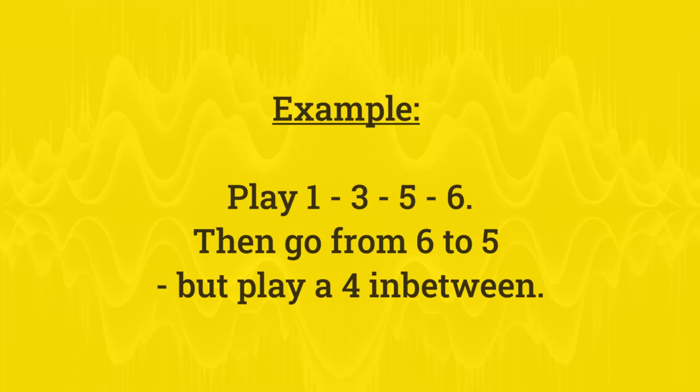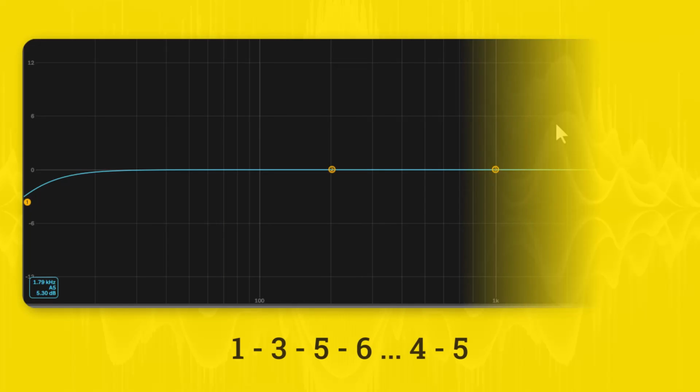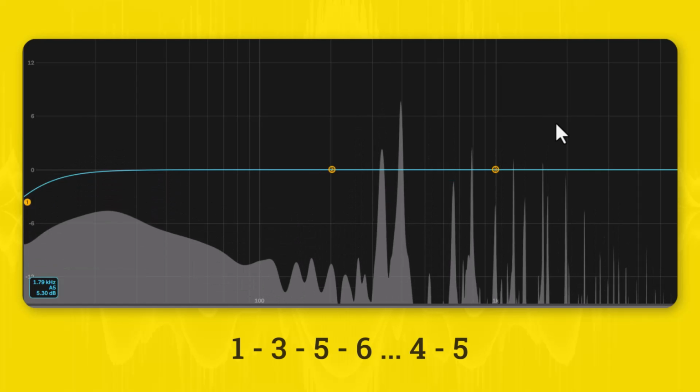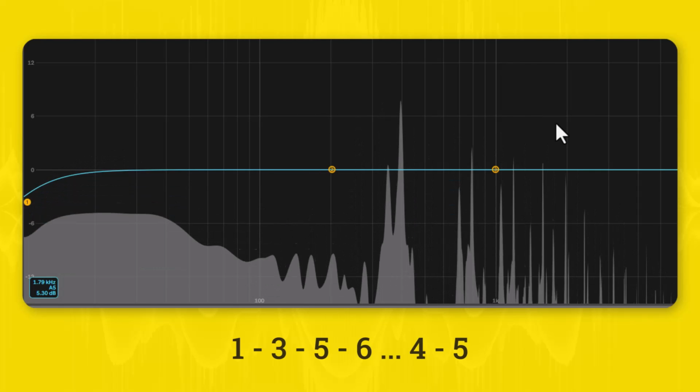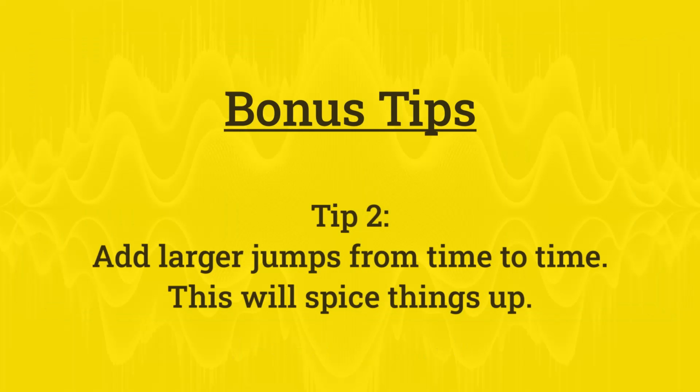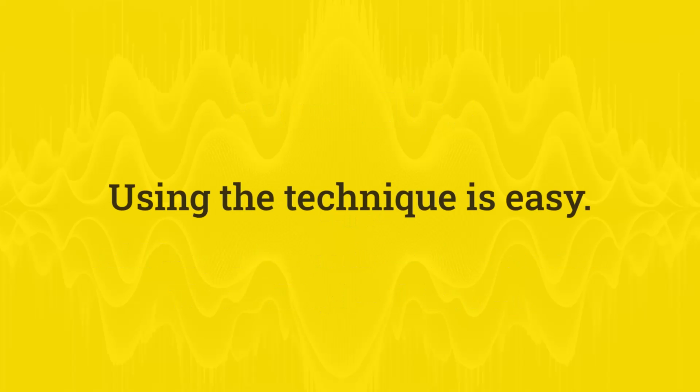For example, I play 1, 3, 5, 6 again, and then I want to move from 6 to 5, but I add another 4 in between. And the second bonus tip, of course you can also add larger jumps from time to time. Moving to close stable notes keeps everything flowing, but working with jumps will add some nice contrast. So using the 1-5-3 technique is quite easy.